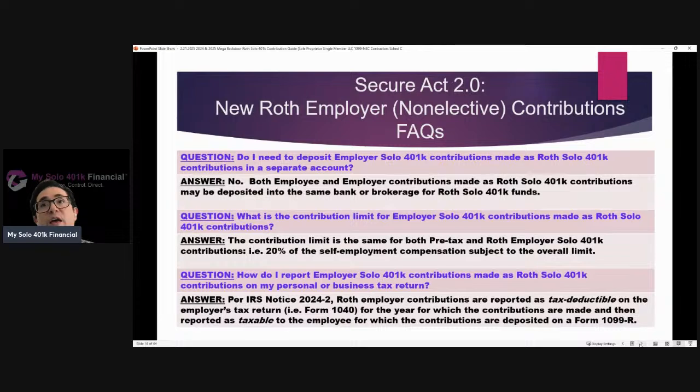So in that case, if that employer contribution is made as a Roth contribution during 2025, but for 2024, it'll be tax deductible on the employer's return, in this case, the 1040 for 2024. So it'll reduce the taxes on the 2024 return, but then it'll be taxable to the employee for the year of the deposit. In other words, 2025. So ultimately, they'll be effectively lowering their taxes on their 2024 return, but then raising them on their 2025 return.